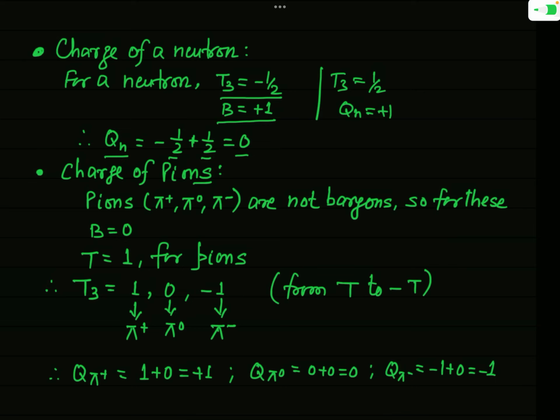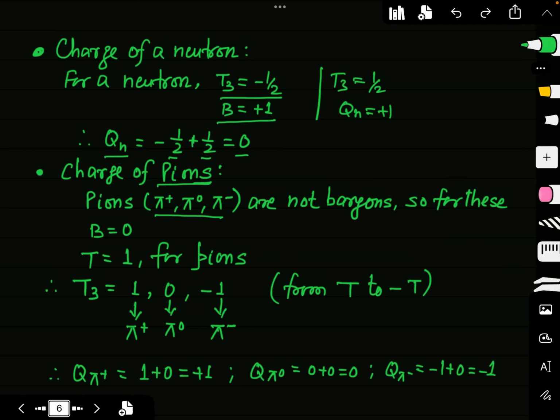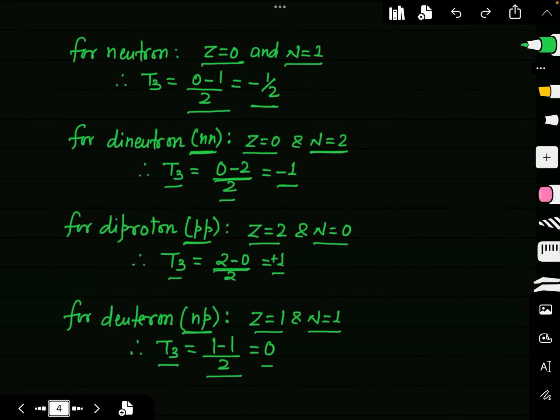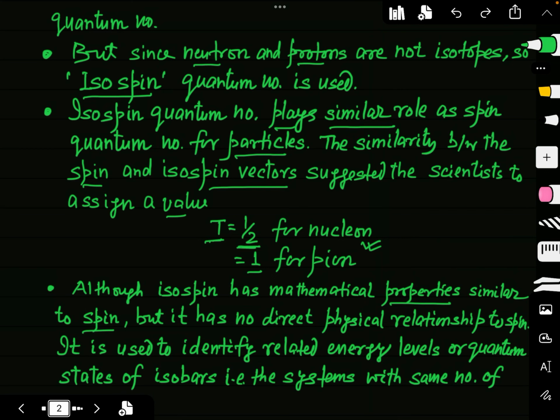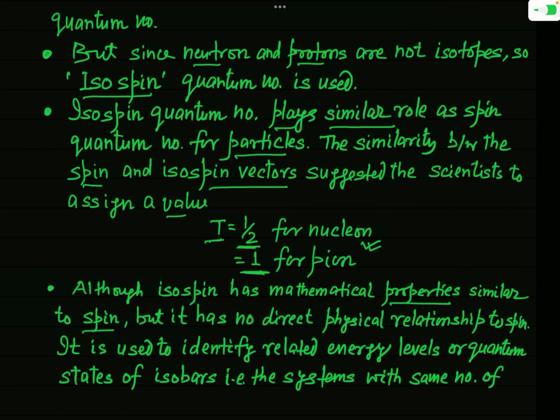Now we will find the charge of pions. Actually, pions are found in 3 charge states, and these are pi plus, pi 0 and pi minus. How can we say that a pion will be in 3 charge states? You have just seen earlier that the value of the isospin quantum number for a pion is equal to 1. You can see here T is equal to 1 for a pion.